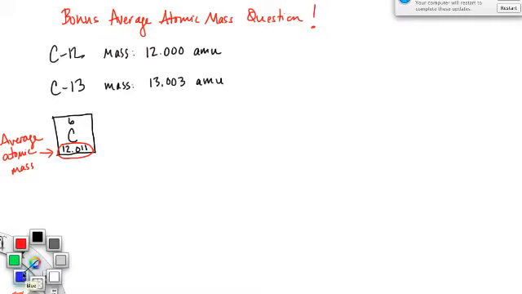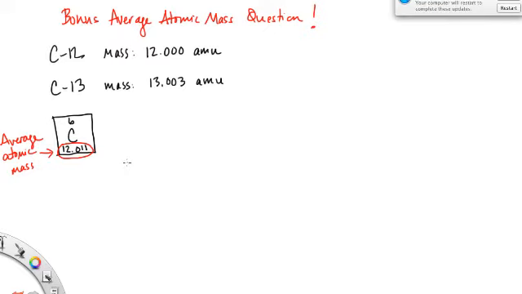Well, what the heck, you say? Well, we already know the average atomic mass, so who cares? What we don't know is the percent abundance. So here's the different twist. Rather than you calculating the average atomic mass, you're going to calculate the percent abundance. So we have to do a little algebra and using some variables involving x.